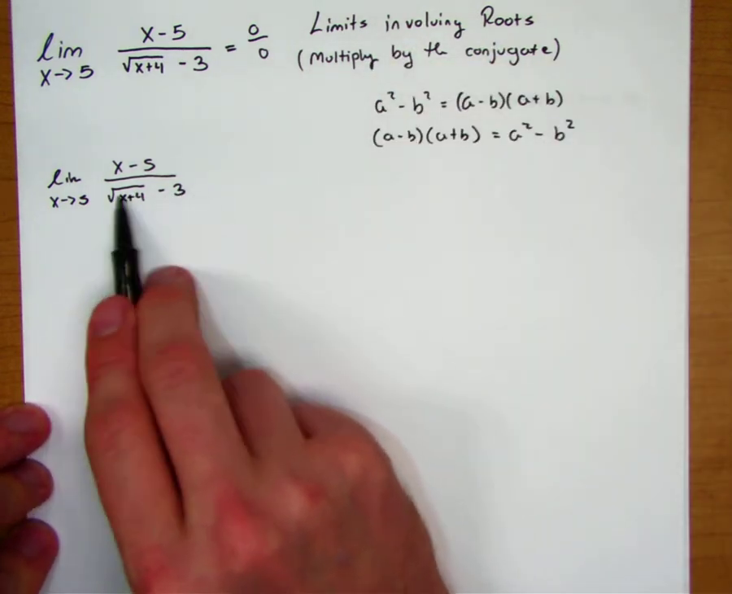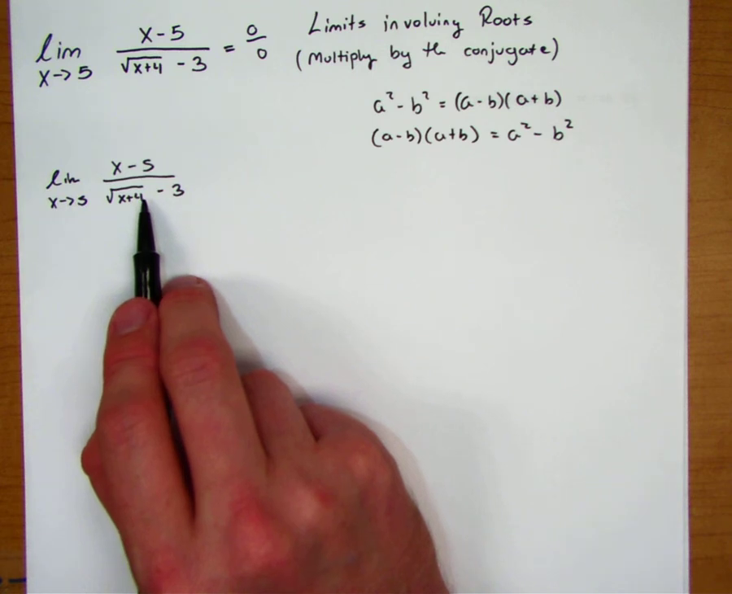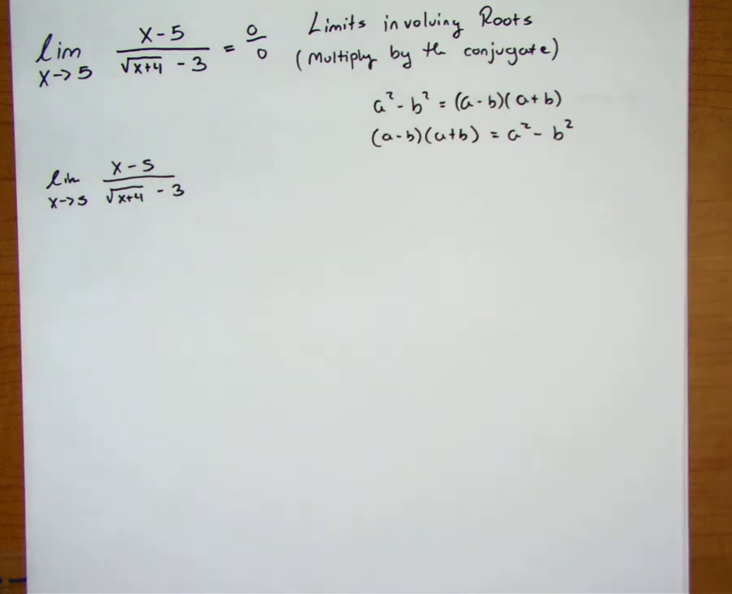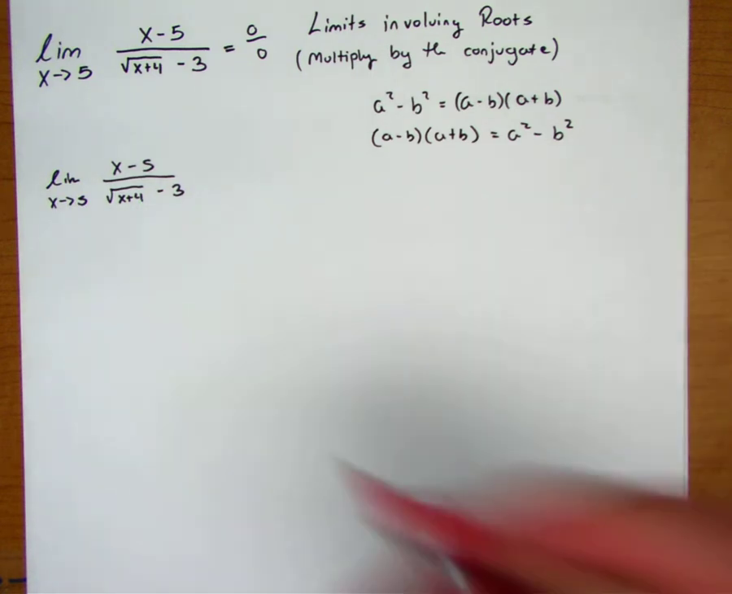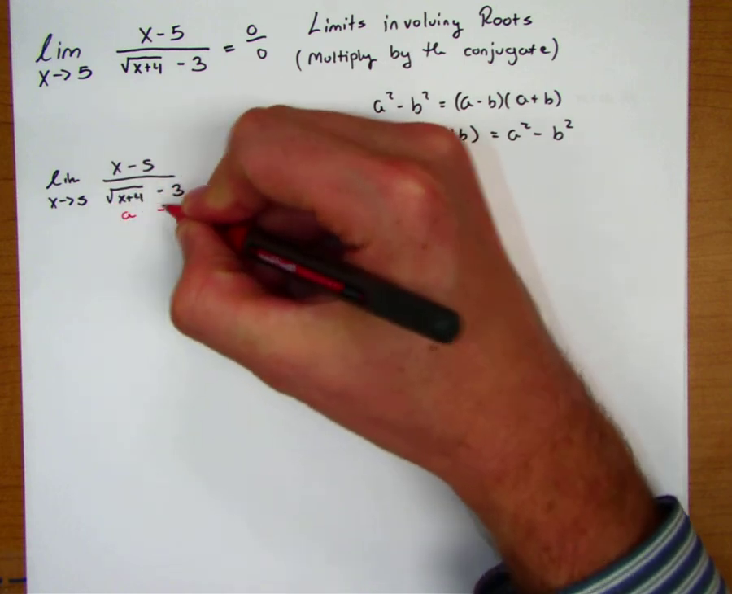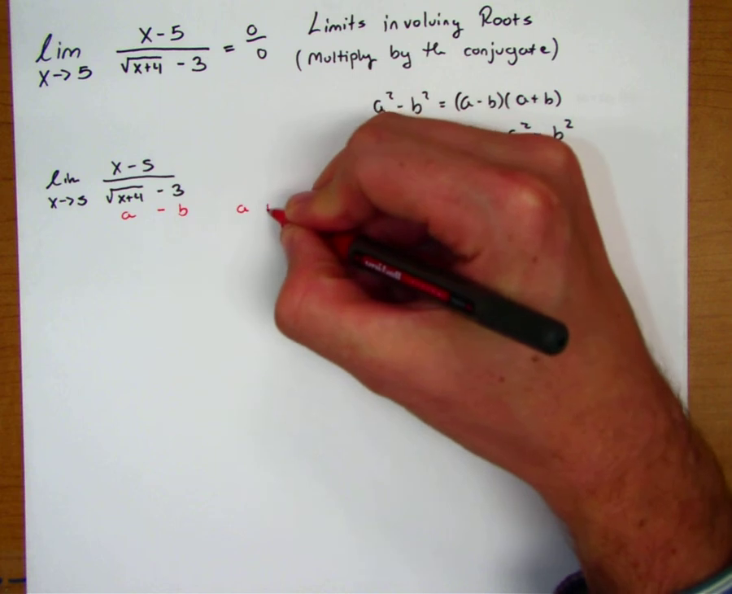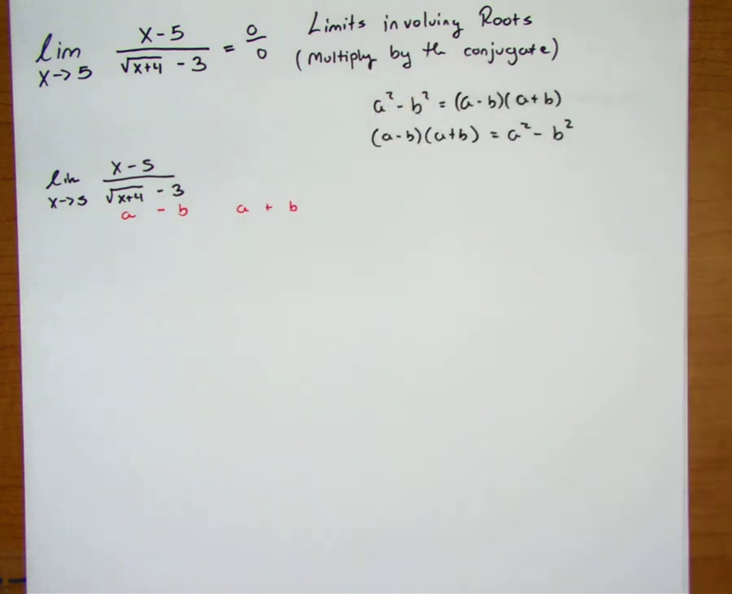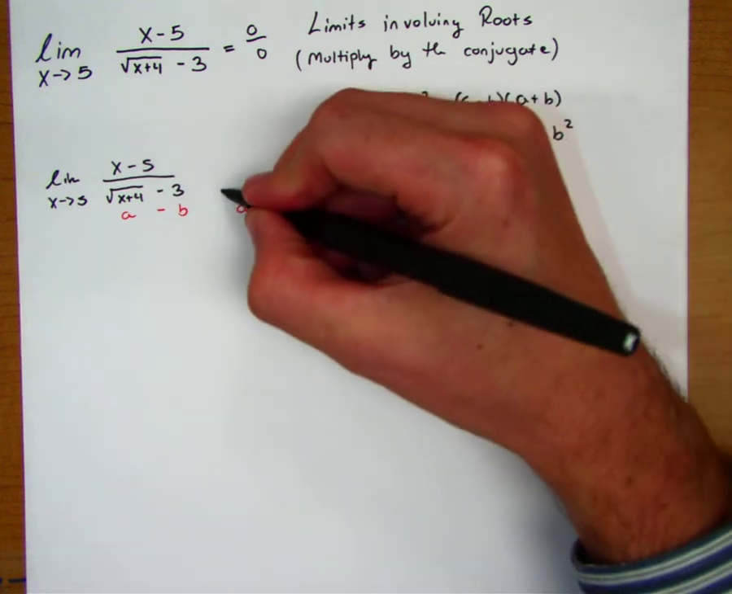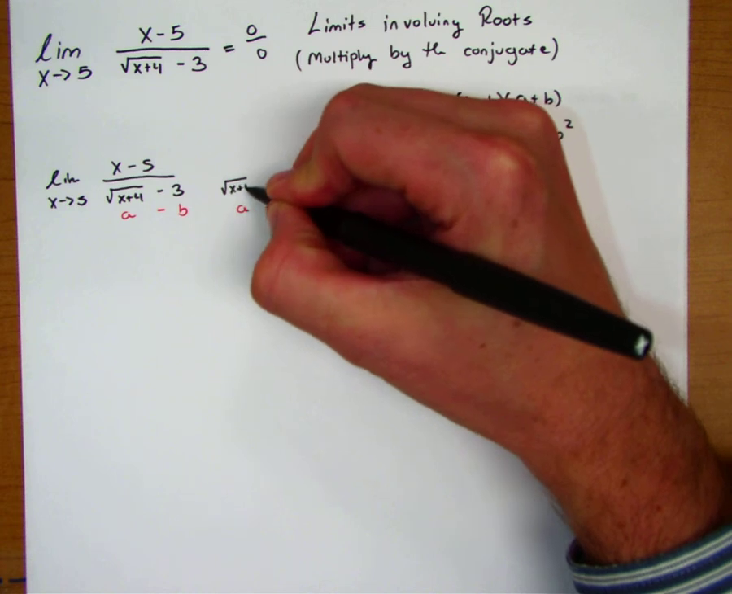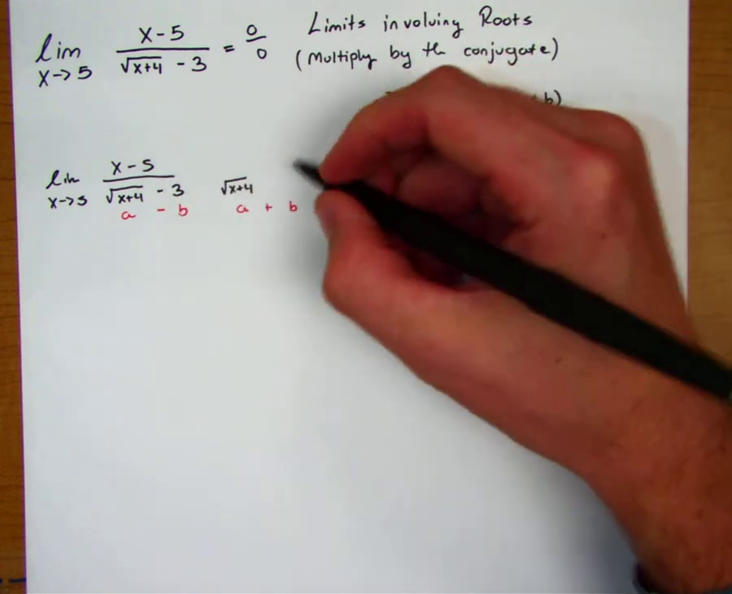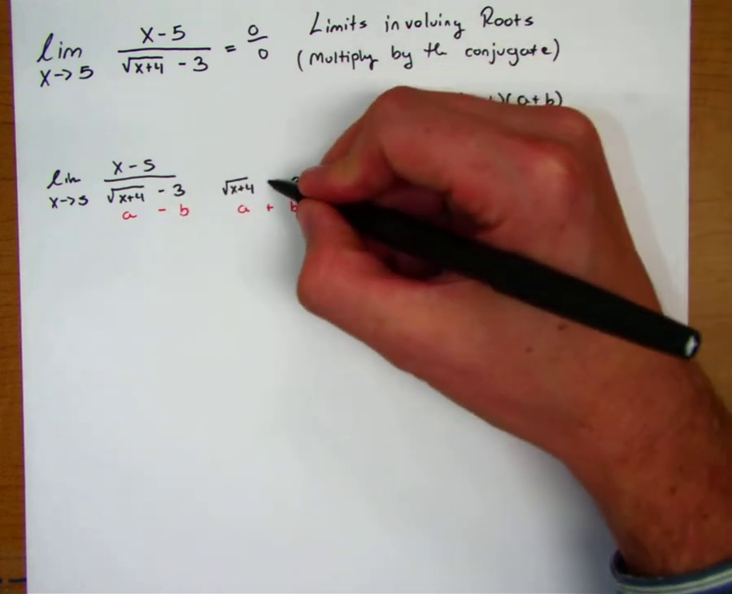Now the goal here is to cancel out the square root. So whatever side has the square root, that's the side we're going to be looking for the conjugate. For a conjugate, we need an a and a b. So here I have a minus b. So what I need to do is multiply by a plus b. A is just the square root of x plus 4, and b is just 3, and I have to add them.